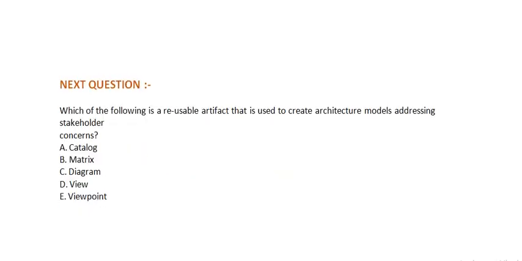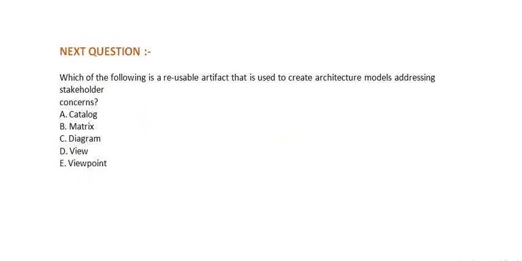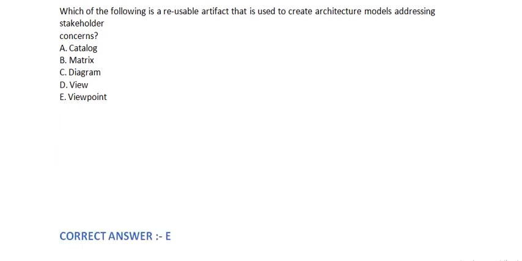Next question is, which of the following is a reusable artifact that is used to create architecture models addressing stakeholder concerns? Option A, catalog. Option B, matrix. Option C, diagram. Option D, view. And option E, viewpoint. The correct answer is option E.